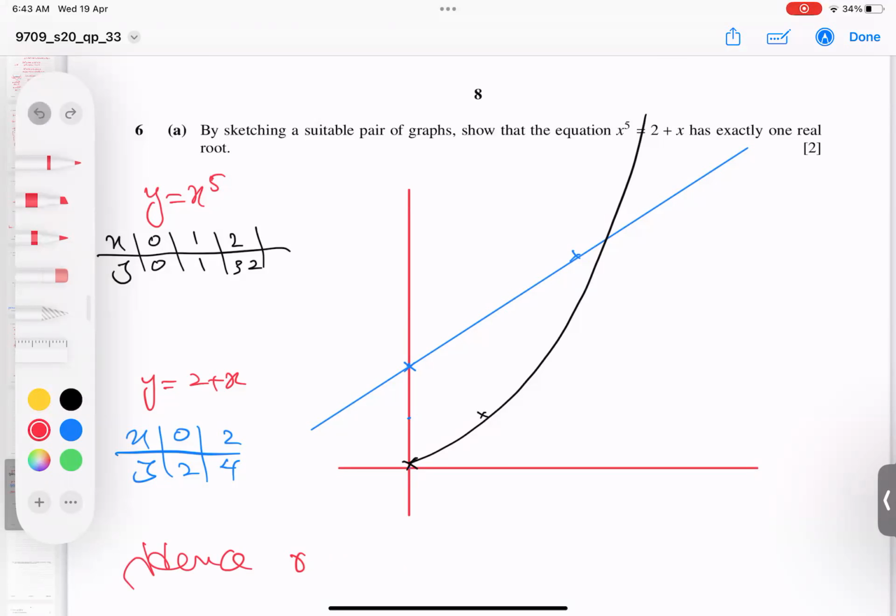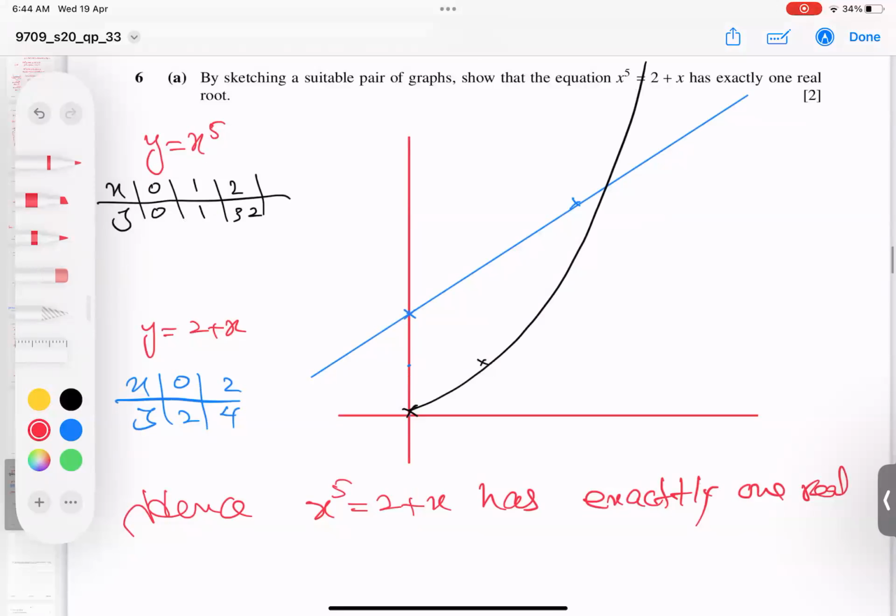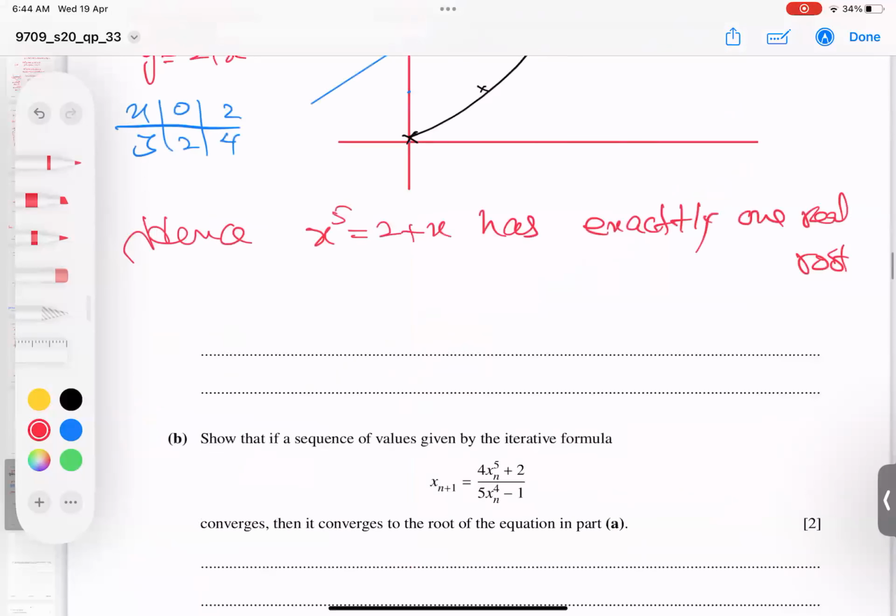This is a way to write the answer, because he was asking: x to the power 5 equals 2 plus x has exactly one real root. So I hope the point is very, very clear. Let's talk about the next part.